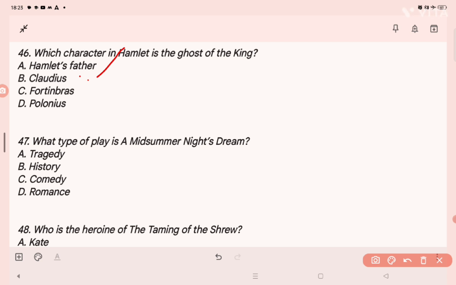What type of play is A Midsummer Night's Dream? Option C, Comedy. A Midsummer Night's Dream is a comedy filled with magical elements, romantic entanglements, and humorous misunderstandings.